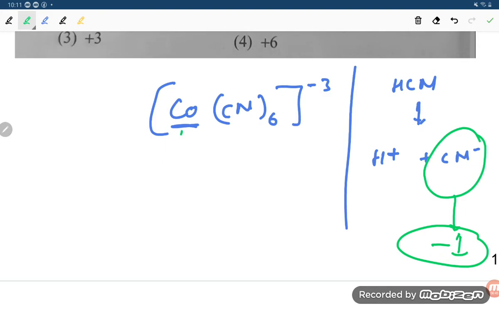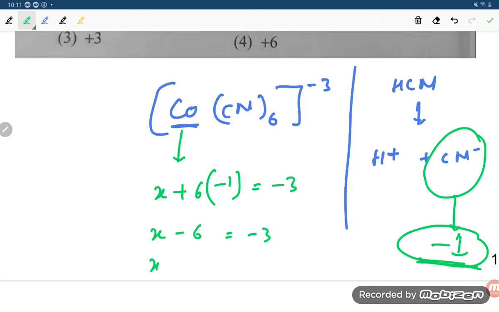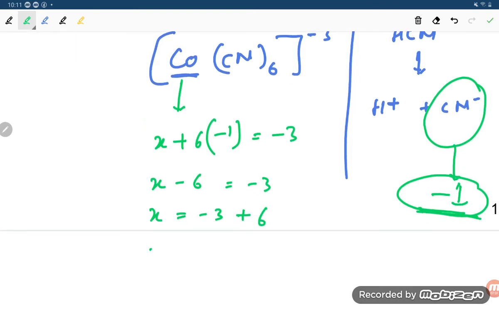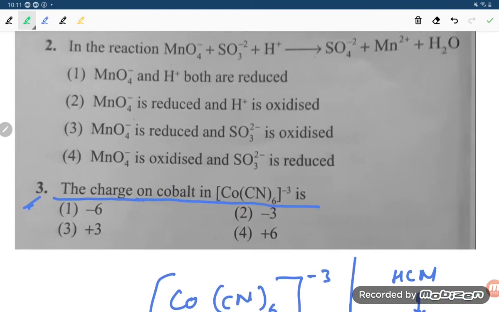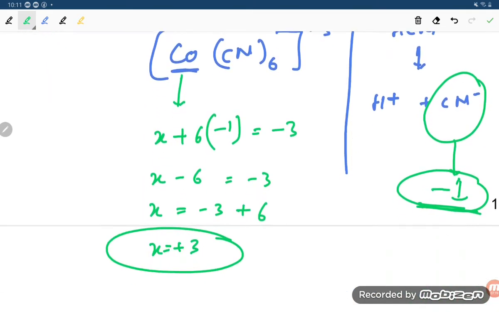So dear student, let us consider the oxidation number of cobalt as X. Plus 6 CN, each CN having oxidation state minus 1, equal to the total charge, which is minus 3. So X minus 6 is equal to minus 3. So X is equal to minus 3 plus 6, so X is equal to plus 3. So the charge on cobalt is plus 3, and the correct option is option number 3, student. Now let us move to the next problem.